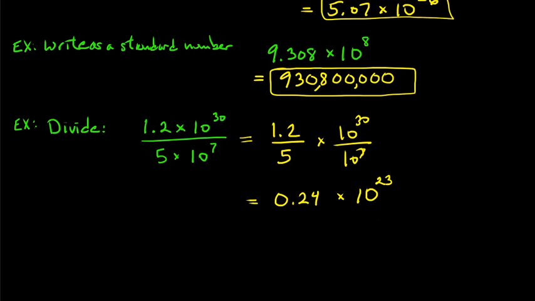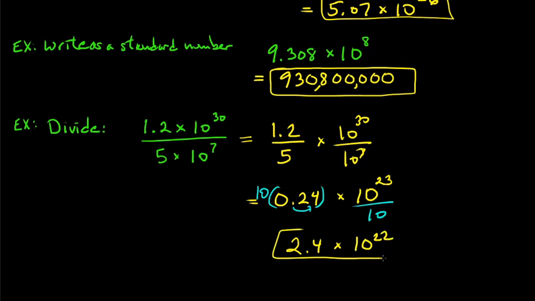However, we can't leave it like that, right? We have to move the decimal once to the right, so that means we multiply by 10 and divide by 10. So multiplying by 10 gives you 2.4, and then dividing by 10 gives you 23 minus 1, so 10 to the 22. Okay, so that's our answer. 2.4 times 10 to the 22. So I hope this helps.